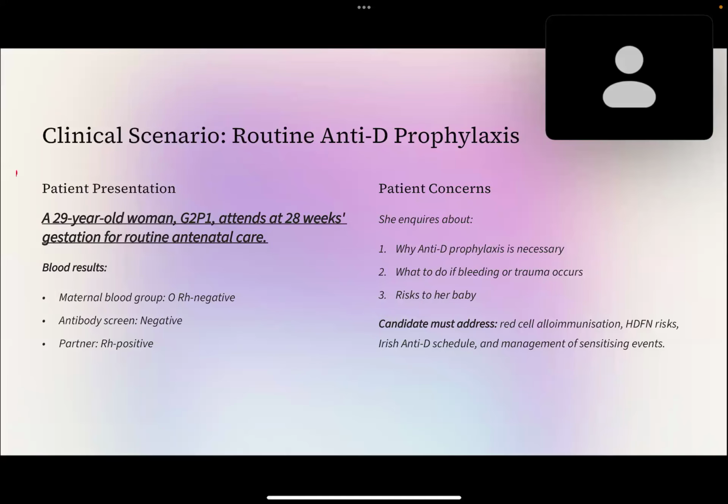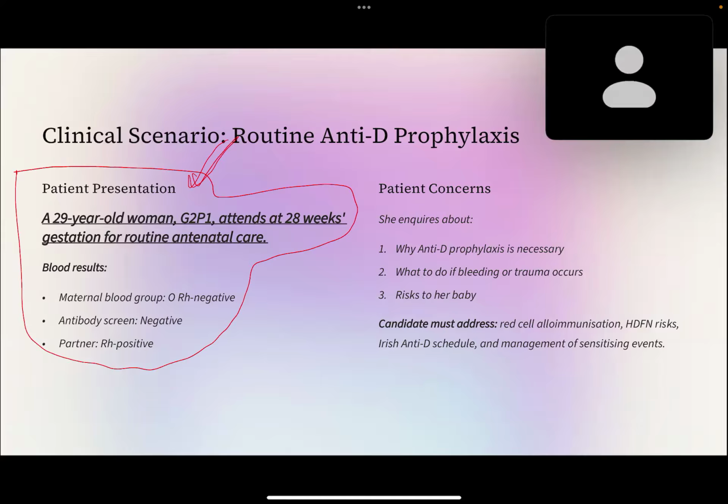Hi, my name is Dr. Hira, and this is my exam sticker. Okay, read your scenario. This is your scenario.